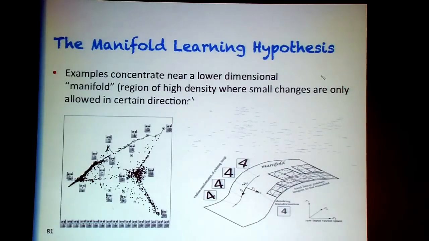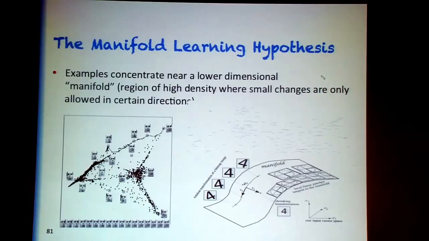So this idea of manifold has been very popular in machine learning in the last decade. And what it says is that for many of the problems of interest in machine learning and in AI, the data concentrate in small regions in space, in lower dimensional manifolds. So regions where the density is high and which occupy a very small volume.